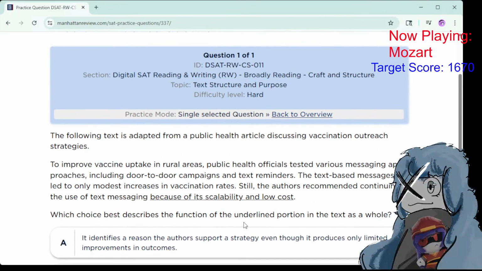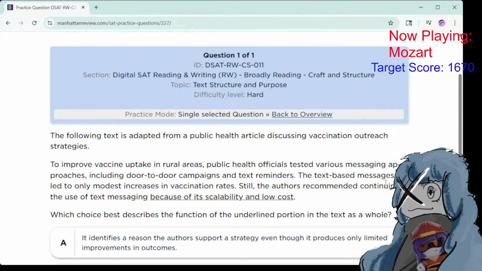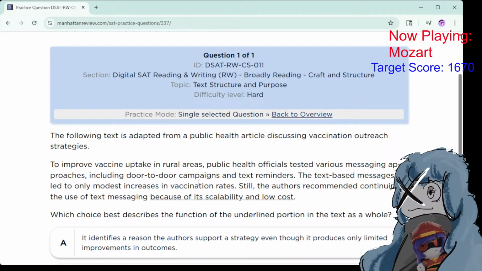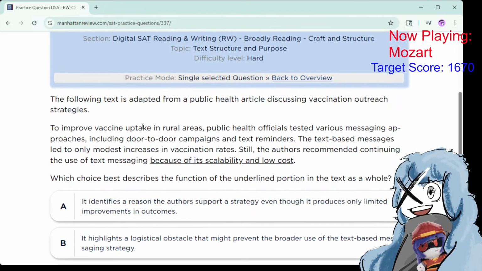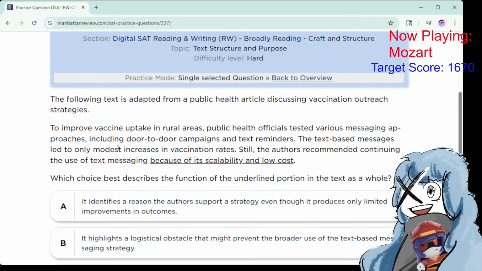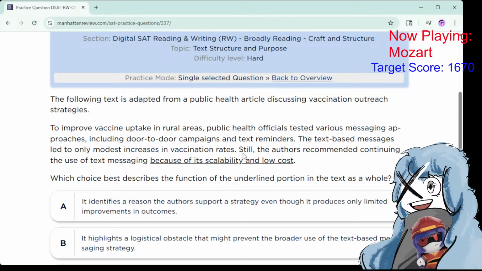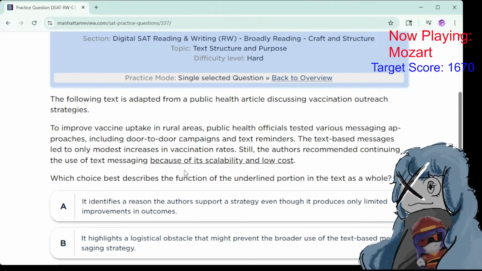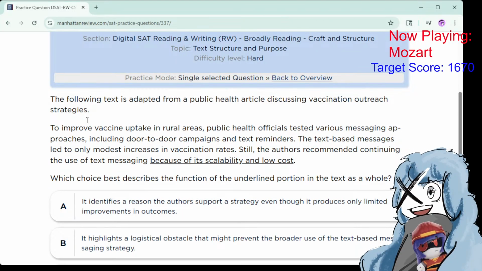Text structure. The following is adapted from a public health article discussing vaccination outreach strategies. To improve vaccine uptake in rural areas, public health officials tested various messaging approaches, including door-to-door campaigns and text reminders. The text-based messages led to only modest increases in vaccination rates, still the authors recommended continuing the use of text messaging because of its scalability and low cost. Which best describes the function? It is basically to justify the less effective option.